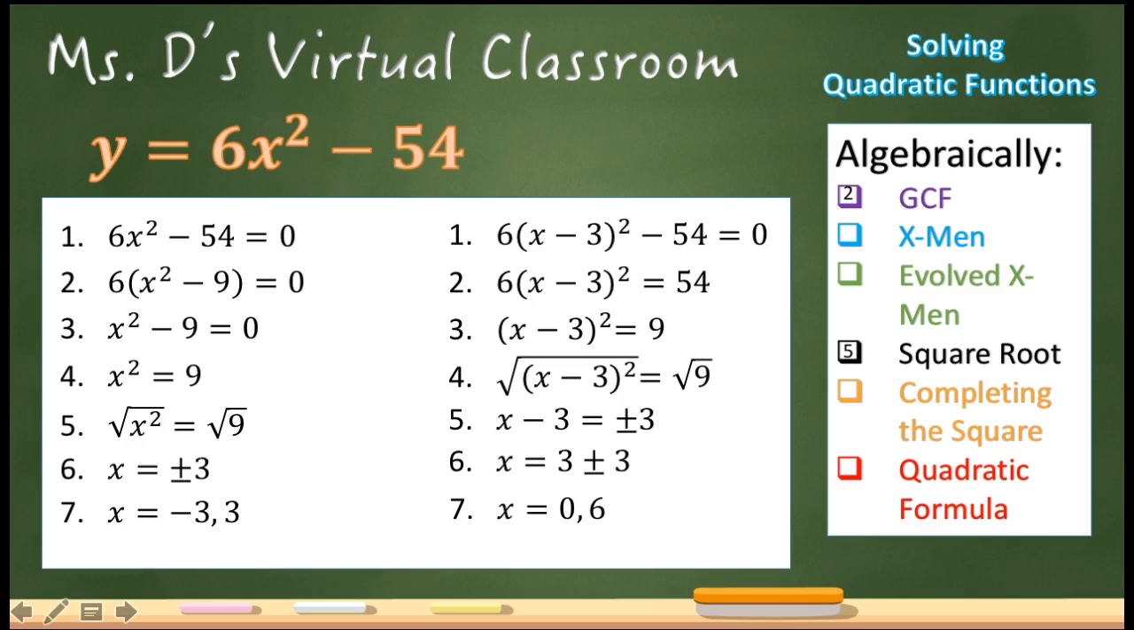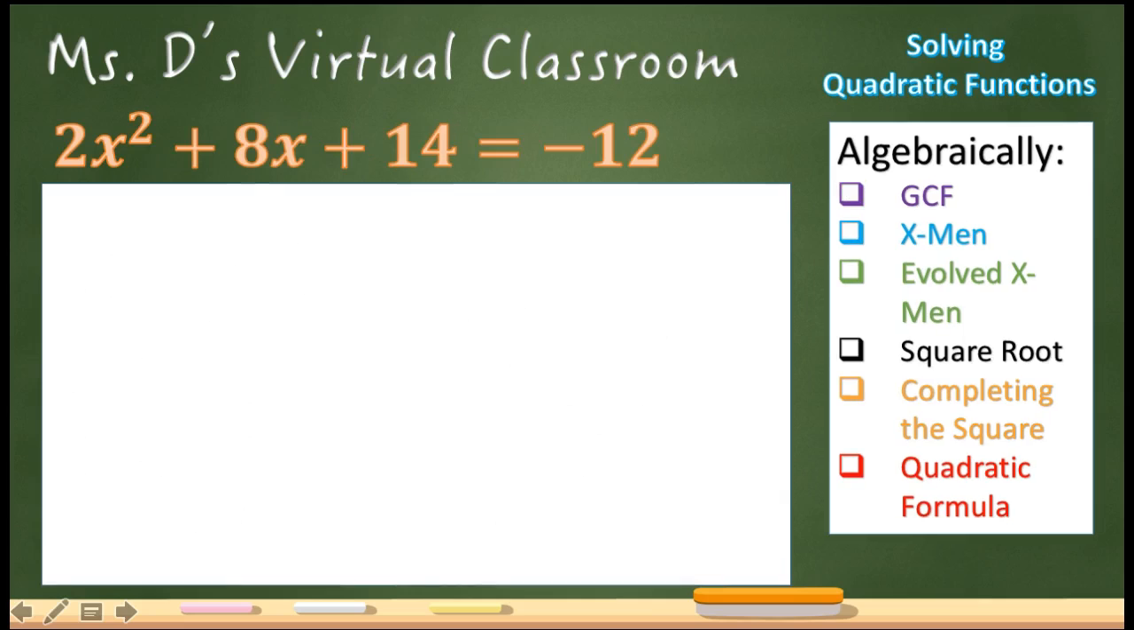Let's try solving a more complex equation. 2x squared plus 8x plus 14 is equal to negative 12. Now this is not the traditional y equals something equation, but what this equation is asking is, what are the solutions if y is equal to negative 12? We would still have to set the equation equal to 0 in order to solve it.